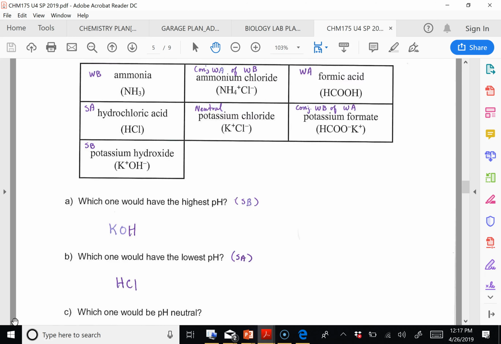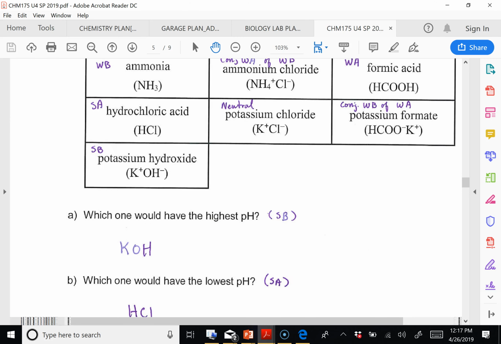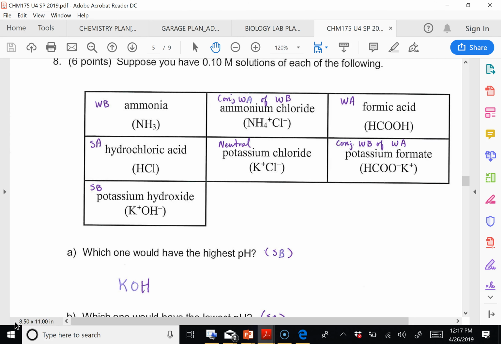All right, so this one, a lot of times when working a problem, if you put on blinders before you go to work the problem, it makes it easier. Ammonia is a designated weak base. Right next to it, NH4 plus is the conjugate weak acid of the weak base. Then we have formic acid, a weak acid, and below it, the CH3COO negative, that is the conjugate base of the weak acid. Then we've got a strong acid, HCl, a strong base, KOH, and then KCl, that's going to be neutral. Not much chemistry going on there.